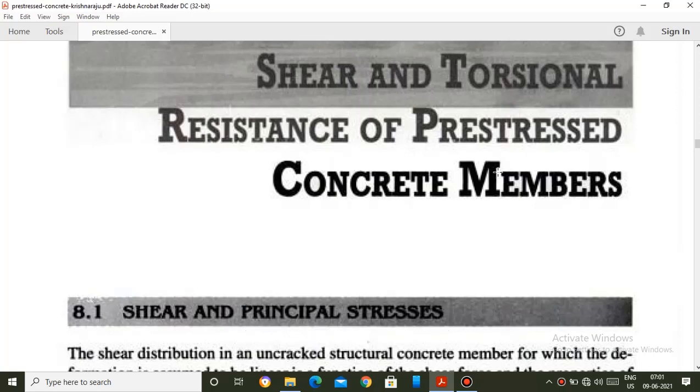Welcome to the next session of Pre-stressed Concrete Structures, and the fifth chapter, Design for Shear and Torsion. The chapter name in the textbook is Shear and Torsional Resistance of the Pre-stressed Concrete Members.